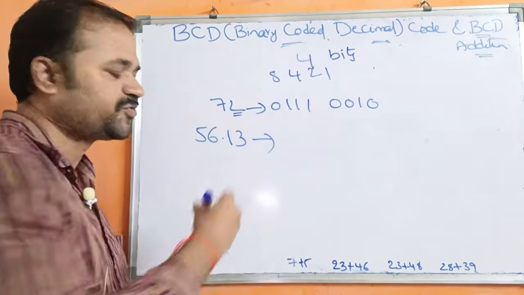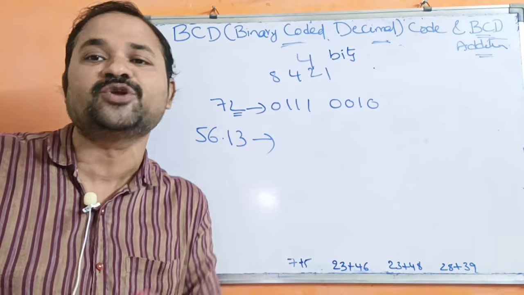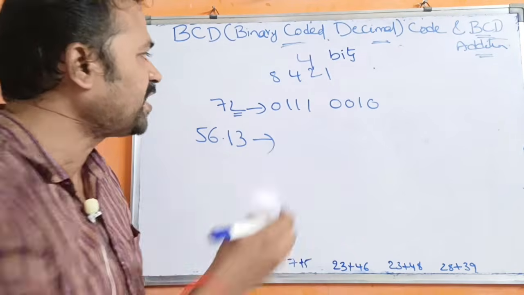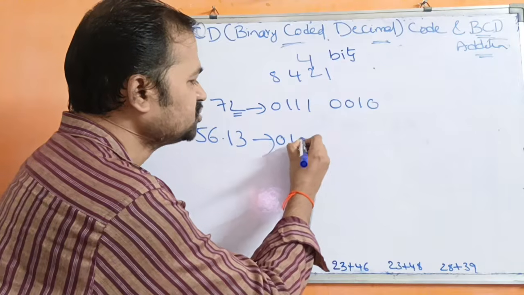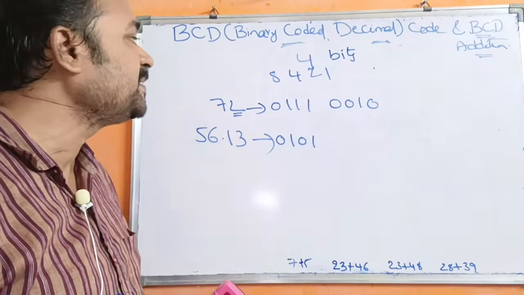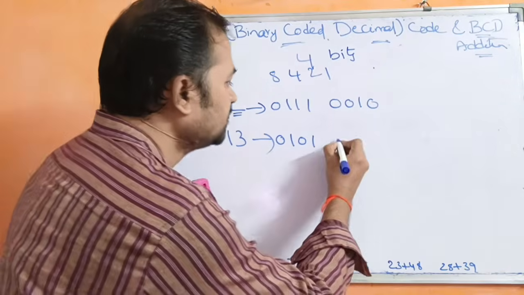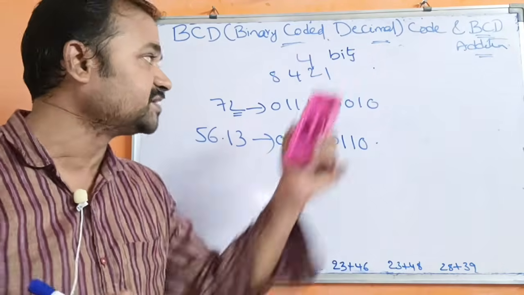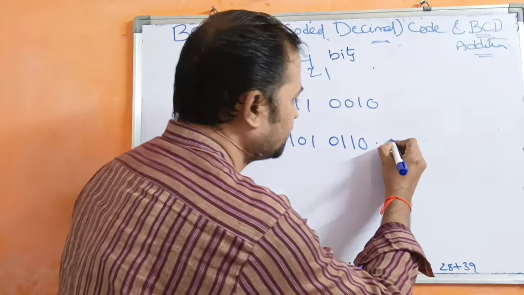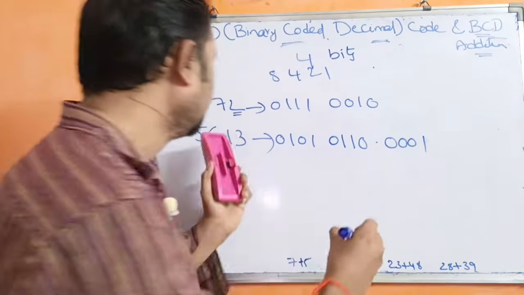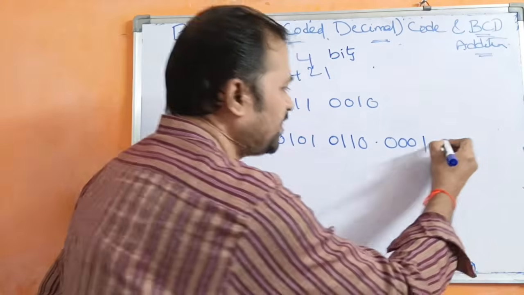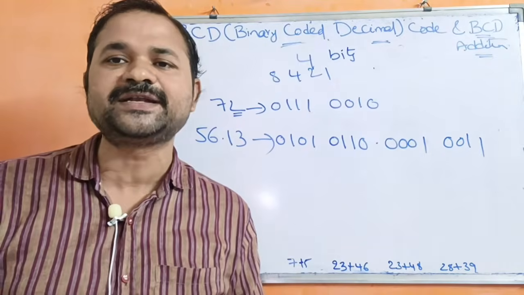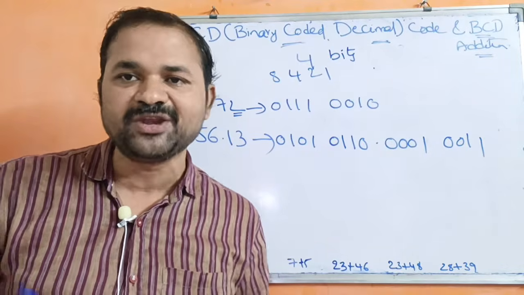Let us take one more number, 56.13. Let us represent this number in BCD notation. 5 means sum of 4 and 1, so 0101. Next, 6 means sum of 4 and 2, so 0110. Dot. 1 means we write 1 in the 1 position, so 0001. Next, 3 means sum of 2 and 1, so 0011.